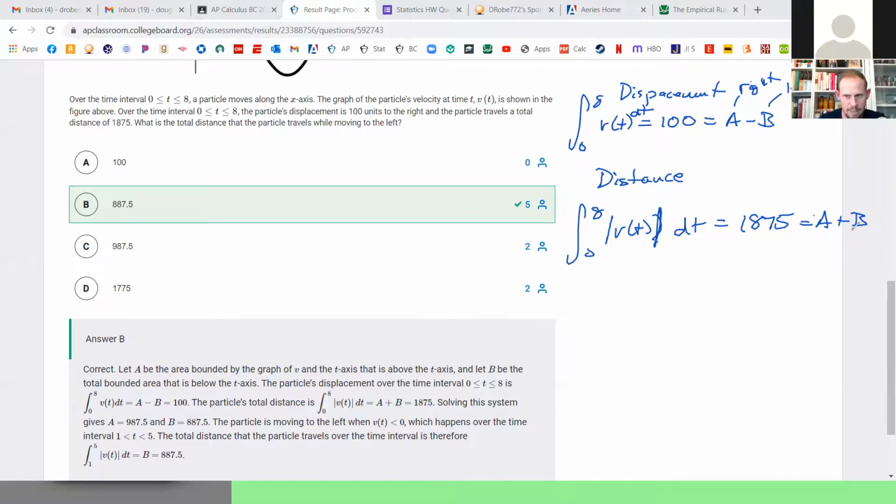And now we get this system of equations that we want to solve, right? It's not so bad to solve. We can just add the b over here. We get a equals 100 plus b. Then we can take that and plug it in right there. So we get 1875 equals 100 plus b plus another b. We can subtract the 100.